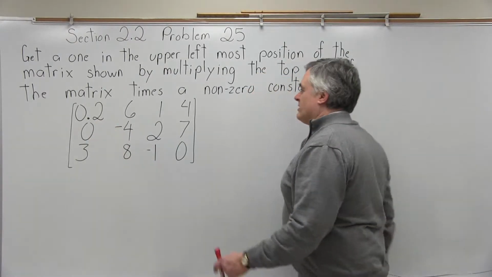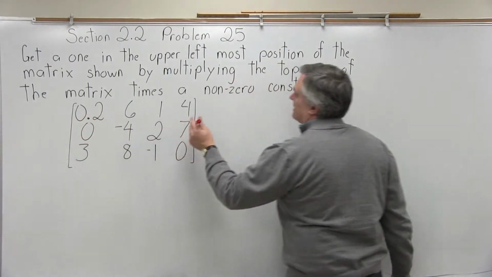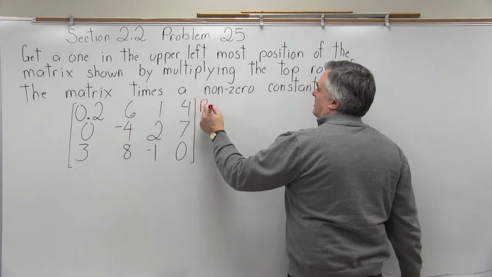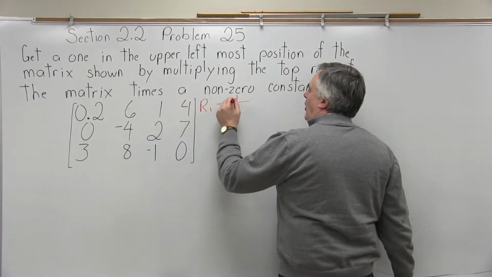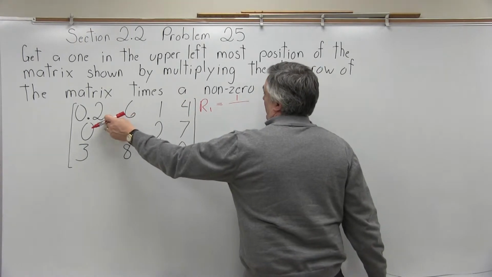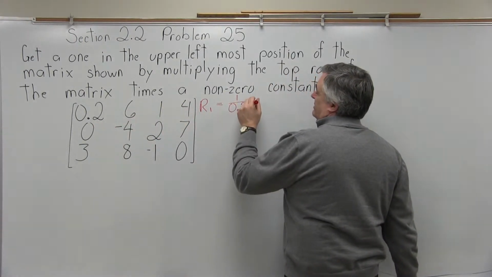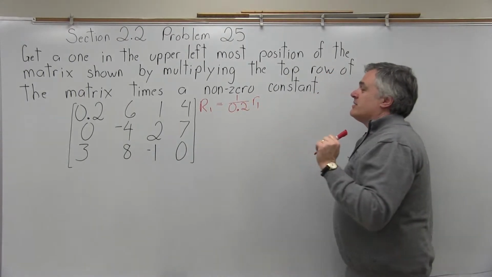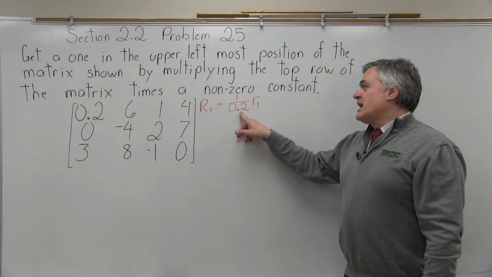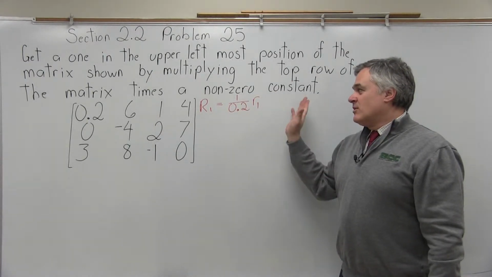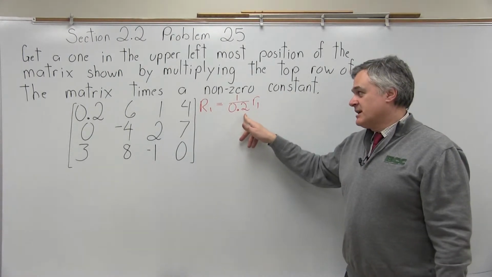So typically what we do to get a 1, if we can't swap rows, and we can't in this case, is start with that row. So in row 1, I start an equation, row 1 equals 1 over the number I want to turn into a 1. So 1 over 0.2 times the entire top row. And I always say you can think of it as 1 over this number times the whole row, or the whole row divided by this number in the denominator. It's really the same thing.